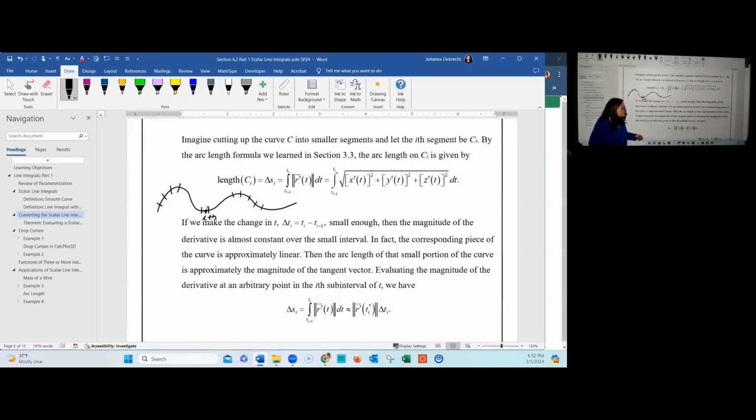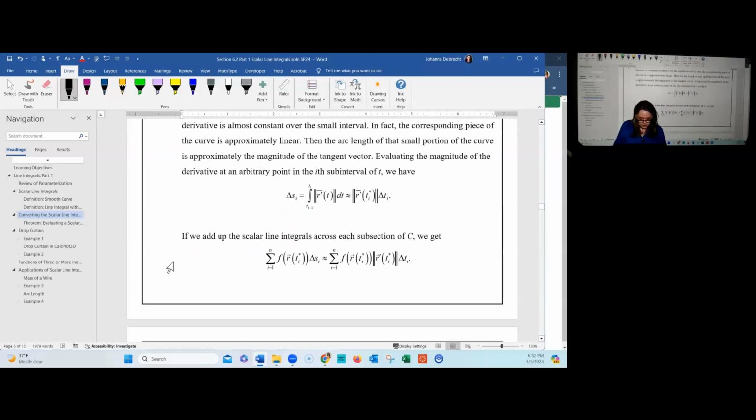And what I want to do is evaluate the parameterization at that point by letting t be t sub i star. Now, these are not exactly equal to each other because, of course, this little arc here is not exactly linear. So while it's roughly the length of the tangent vector, it's not exactly the length of the tangent vector. This is an approximation.